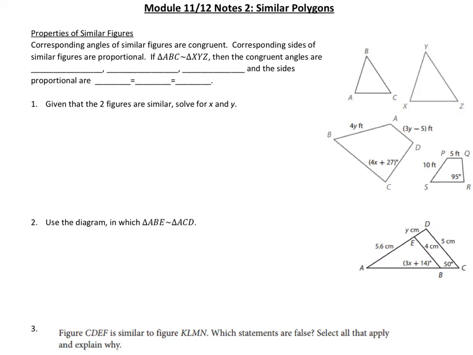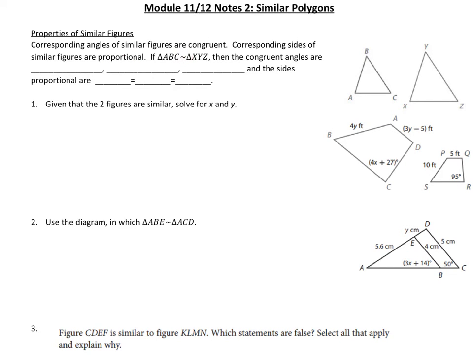Remember, Module 11 and 12 is going through similar figures, and this is where we're going to start talking about similar polygons. We're just going to be matching up different sides together, but the main part is that any corresponding angles of your similar figures are going to be congruent. Your corresponding sides, because it is smaller or larger, will not be congruent, but they will be proportional, so we can set up a ratio to compare the two of them.